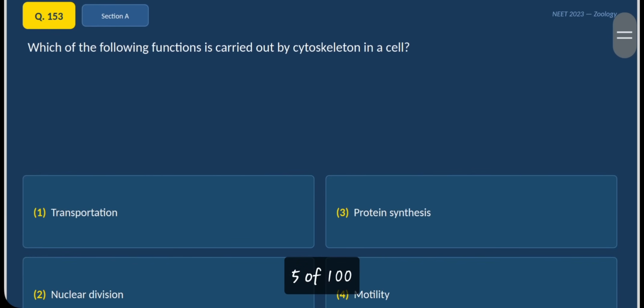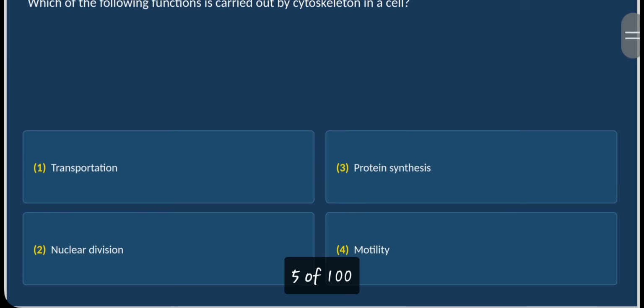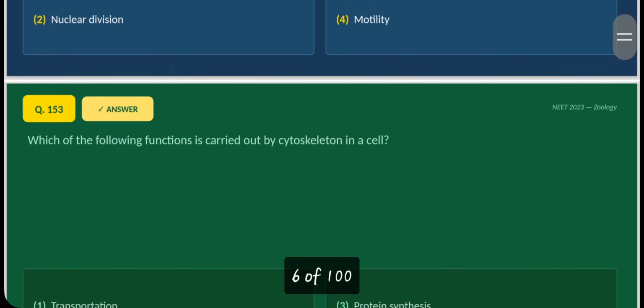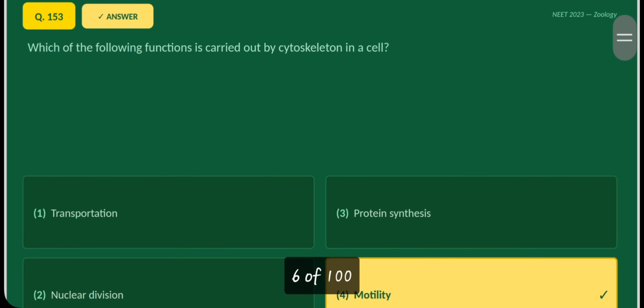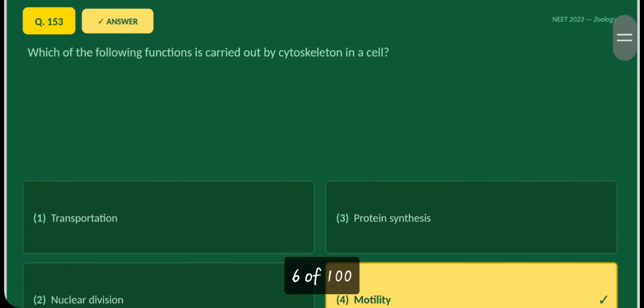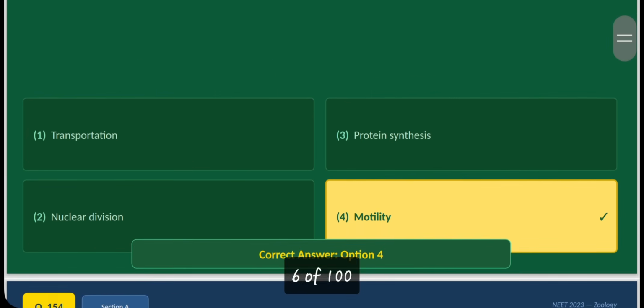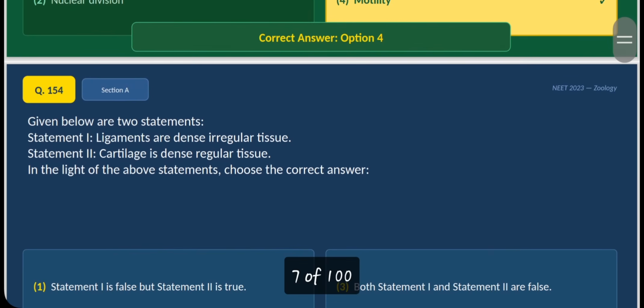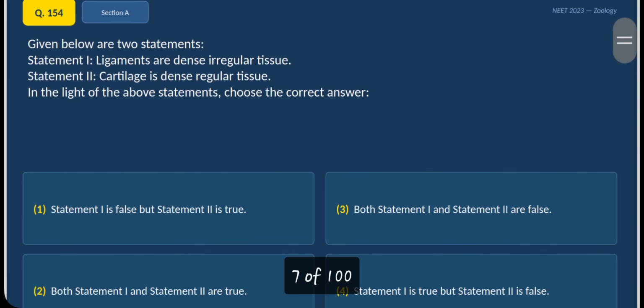The next question is, which of the following is carried out by the cytoskeleton in a cell? Transport, protein synthesis, nuclear division, motility. What is the role played by the cytoskeleton in the cell? The correct option is motility. The cytoskeleton in a cell helps in the motility of the cell. The fourth option is correct.